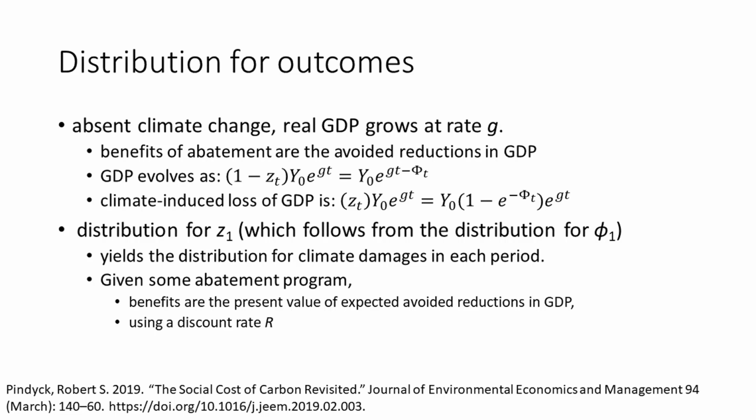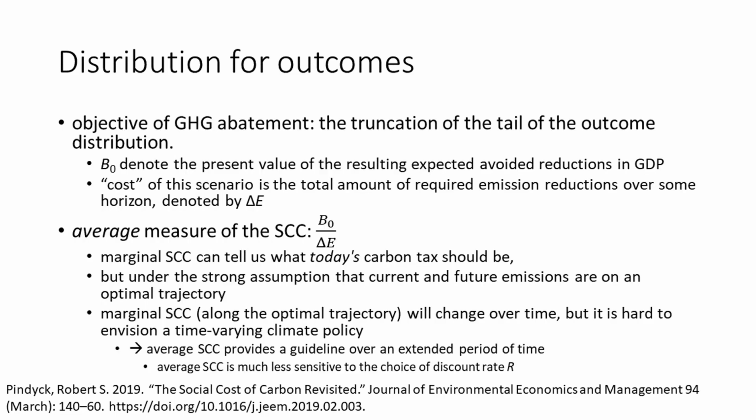Productivity, technology, something will happen, maybe, and then you can mitigate this. Or you are just using taxpayers' money to rebuild again and again with the same technology. So, yeah. And after that, he was able to define the present value of the avoided reductions in GDP. So this is when we were cutting off the fat tail of the loss function. And the cost of the scenario is the total amount of required emission reductions over some time horizon.